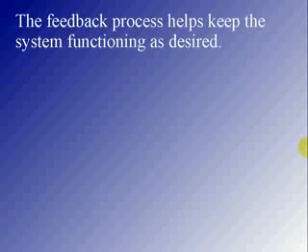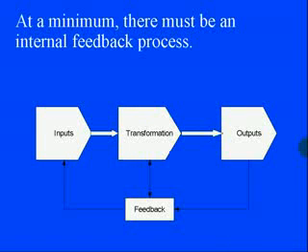In this system, the feedback process helps keep it functioning as desired and needed. At a minimum, there must be an internal feedback process. A feedback process where the outputs are checked and compared against internal specifications, where the transformation system is checked for efficiency, and where inputs are changed to better maximize the transformation and output. And as you can see from the graphic, the feedback process creates a loop that helps improve the entire process.